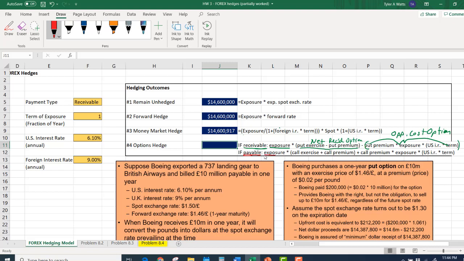We're going to take the exposure amount of foreign currency we owe in this case, multiply it by the call exercise plus the call premium. So that's going to be like the gross we're paying for the option for the foreign currency. And now we're adding the call premium times the exposure times the US interest rate times term. And again, this is going to be the opportunity cost of the option. And this time we're adding it because we're adding it to the cost of paying for the foreign currency that we need to come up with to satisfy our account payable in this case. Okay, so how do we do this?